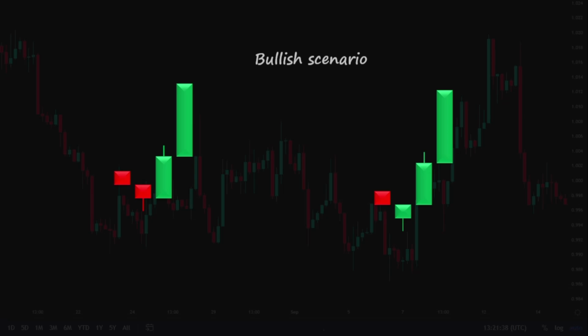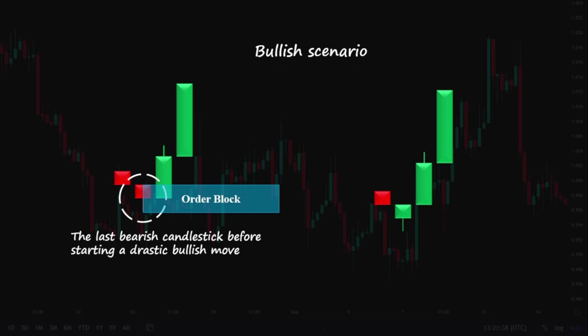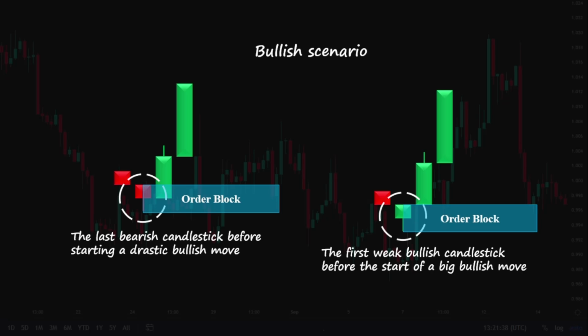So, let me show you how to indicate an order block. In the bullish scenario, the last bearish candlestick before the start of a heavy bullish move is detected as the order block zone, or the first weak bullish candlestick before the drastic move. The same concept applies to the bearish scenario. So, let's move on to our next topics: break of structure and change of character.